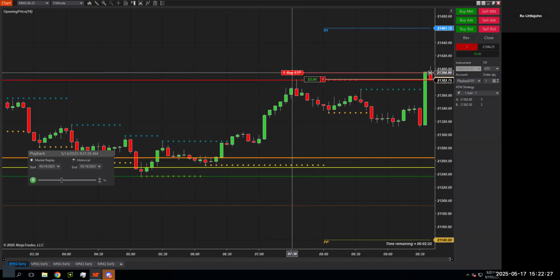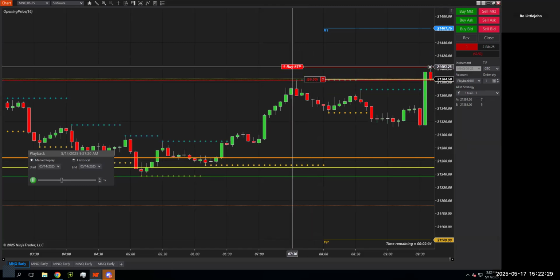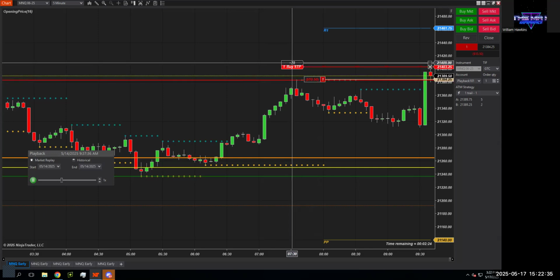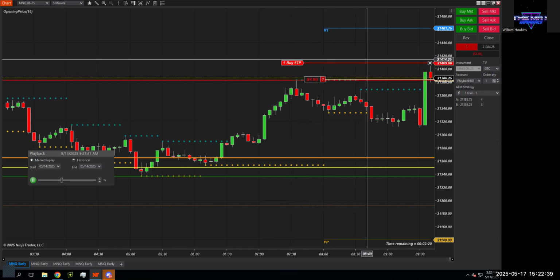See, now I'm in there. And mind you, this is micros, okay? There's only one micro. So those look like a lot of money, but you gotta put it in context of minis.